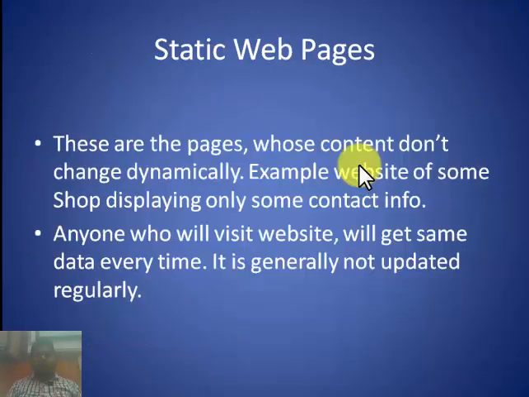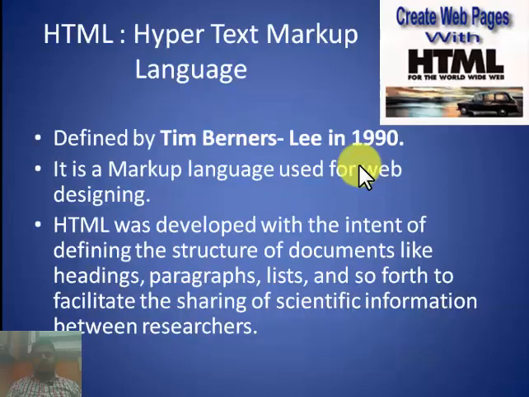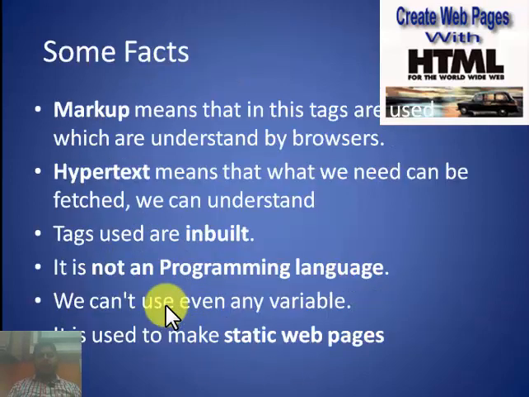Here is again a brief summary. What is HTML? Hypertext markup language. It was defined by Tim Berners-Lee in 1990. Markup means it is used for web designing, and tags are used, and the main motive for developing HTML is to define the structure of the website. HTML tags are inbuilt. It's not a programming language. We can't even use variables.